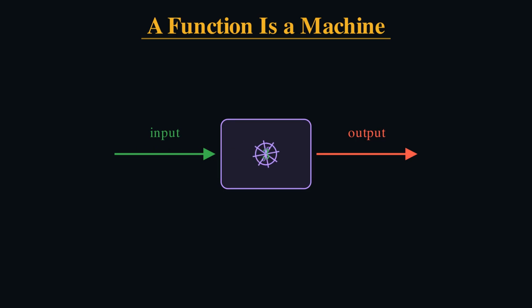Feed in the number 3. The machine processes it and returns a single, predictable answer. Hold on to this picture, because here is the punchline for the whole series. A neural network, the thing behind modern AI, is really just one enormous function. Training it simply means reshaping that machine until it gives the outputs we want.